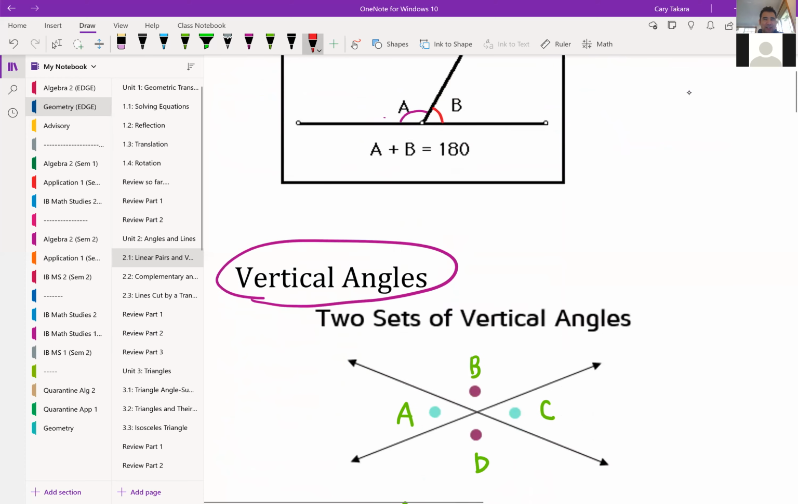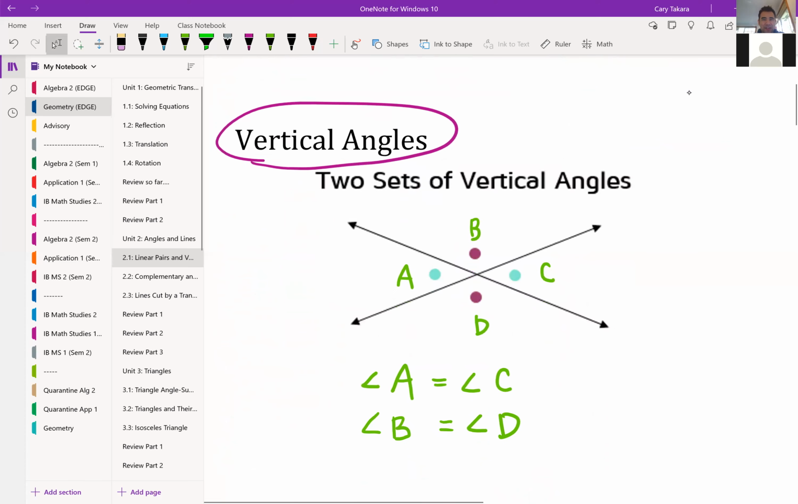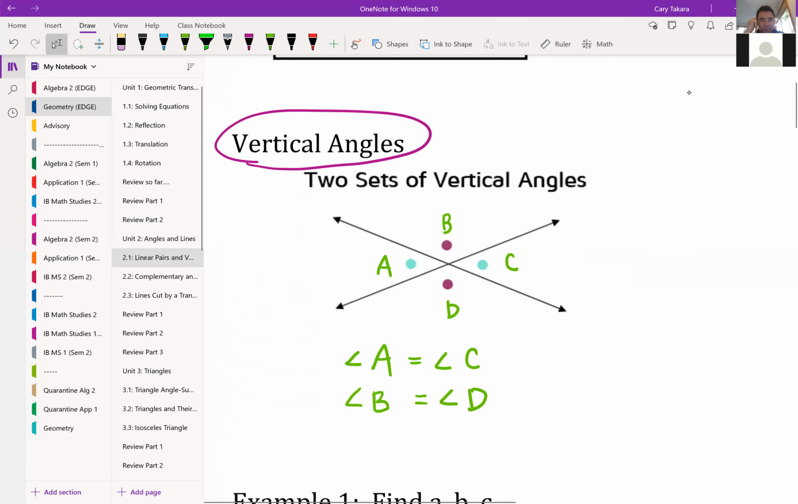All right. So here is the next concept. Vertical angles has to do with two lines intersecting each other. When two lines collide, in math classes you call that intersecting. Lines intersecting each other create four different angles. This angle, this angle, this angle, and that angle.